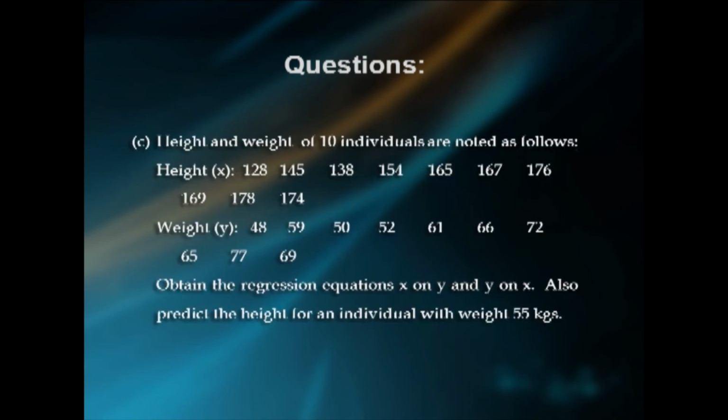Next, height and weight of 10 individuals are noted as follows. Height x values 128, 145, 138, 154, 165, 167, 176, 169, 178 and 174. Corresponding weights y values 48, 59, 50, 52, 61, 66, 72, 65, 77 and 69. Obtain the regression equations x on y and y on x. Also predict the height for an individual with weight 55 kilograms.